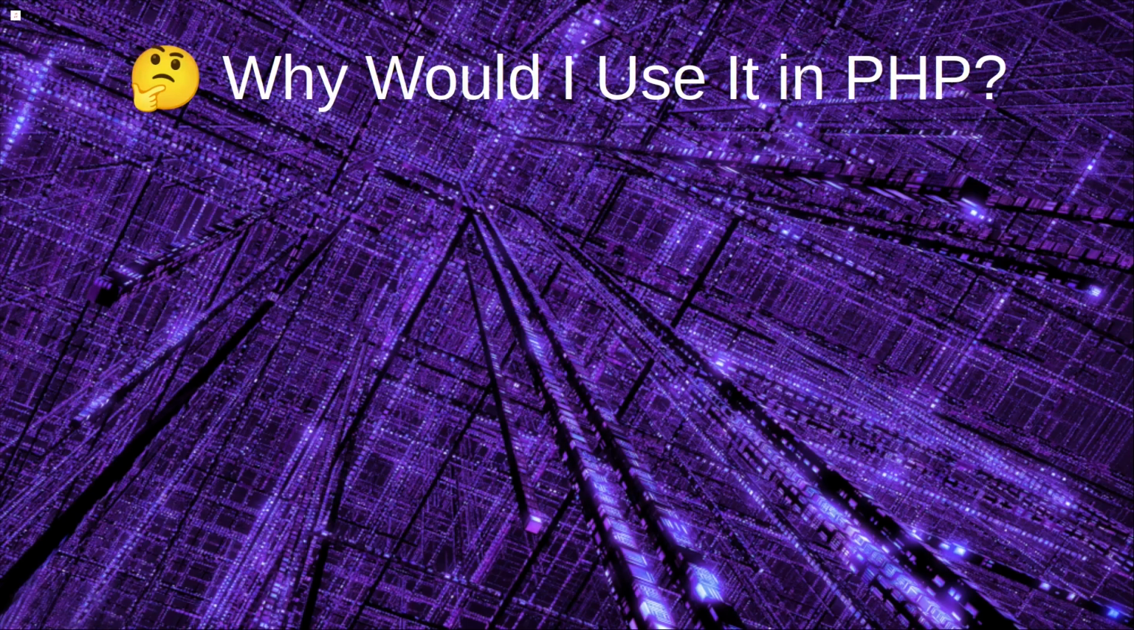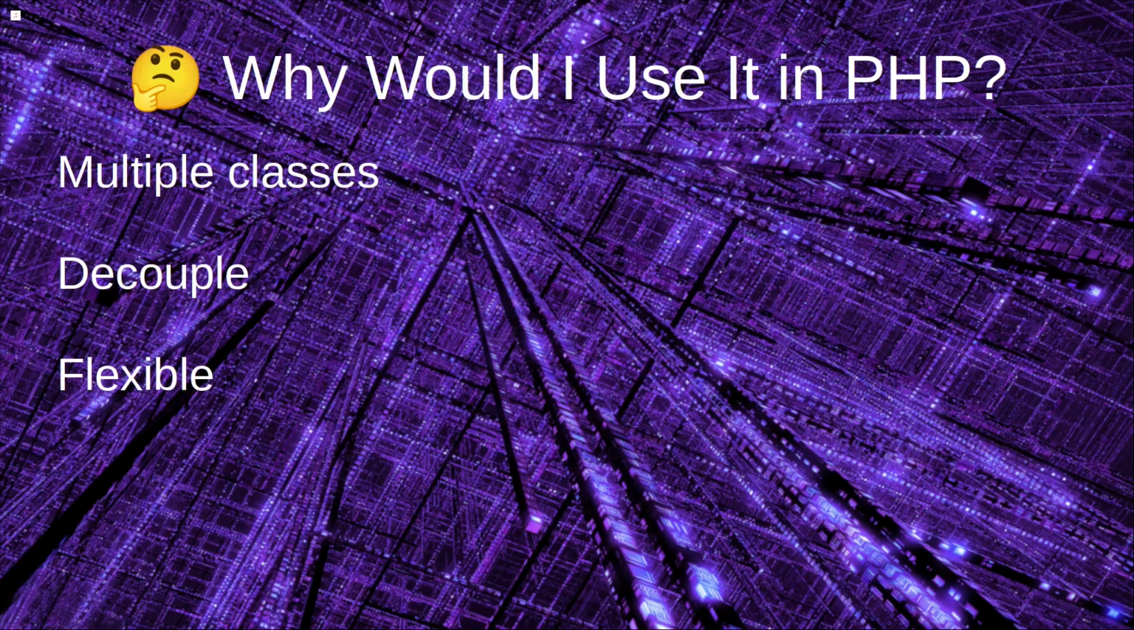Why would I use it in PHP? When multiple classes could handle a request and you don't want the sender to know which one will do it. When you want to decouple the sender and receiver, making the system easier to maintain. When we need a flexible structure for handling requests such as logging, form validation, or middleware.